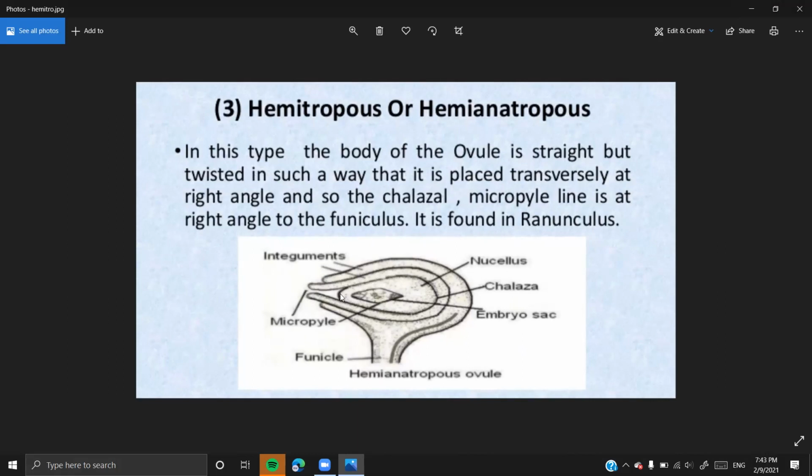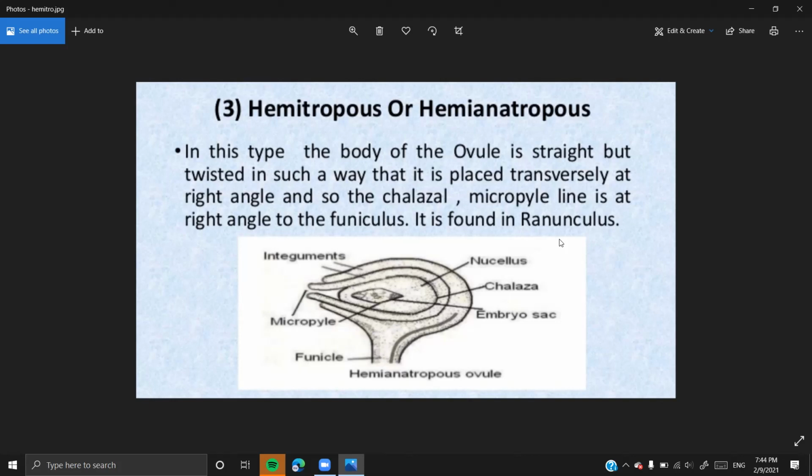The body of the ovule comprises the chalazal end, the micropylar end, the embryo sac, and the nucellus. Altogether, the axis of the body is perpendicular to the funicle, and we call this a hemitropous ovule. This is usually found in Ranunculus.